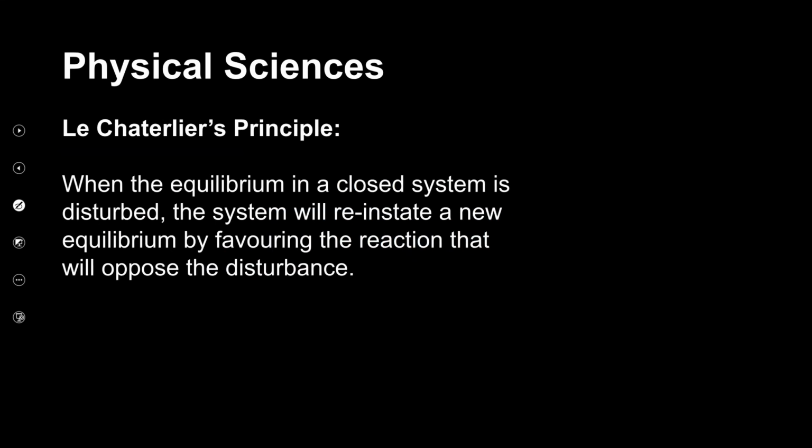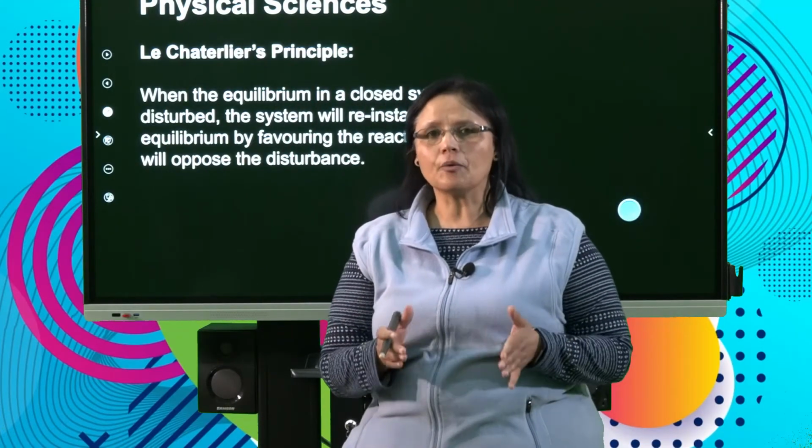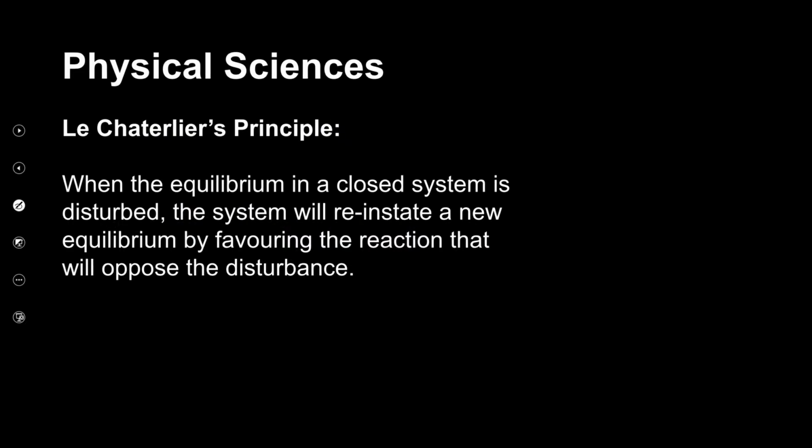Then we come to Le Chatelier. What did Le Chatelier say about disturbance of that equilibrium? When the equilibrium in a closed system is disturbed, the system will reinstate a new equilibrium by favoring the reaction that will oppose the disturbance. Oh, that's a lot that we've said. Must be in a closed system. It will reinstate the equilibrium by favoring the reaction that opposes the disturbance.